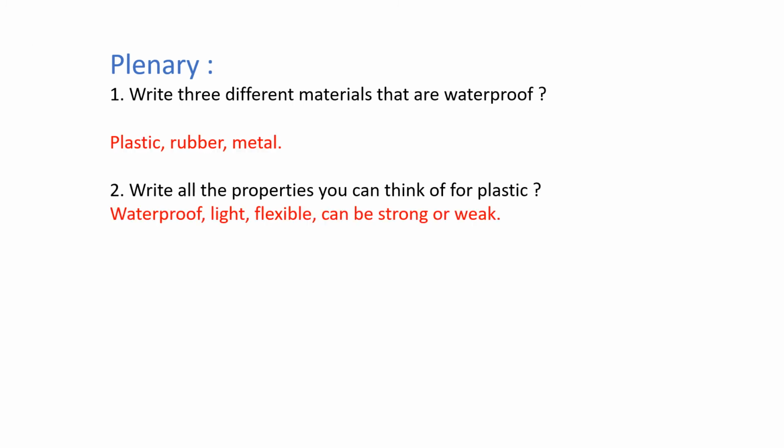Now check your answers. Write three different materials that are waterproof. Of course, we know it's plastic, rubber, and metal. Then number two, write all the properties you can think of for plastic. Plastic is waterproof, light, flexible, and can be strong or weak. Are we together?